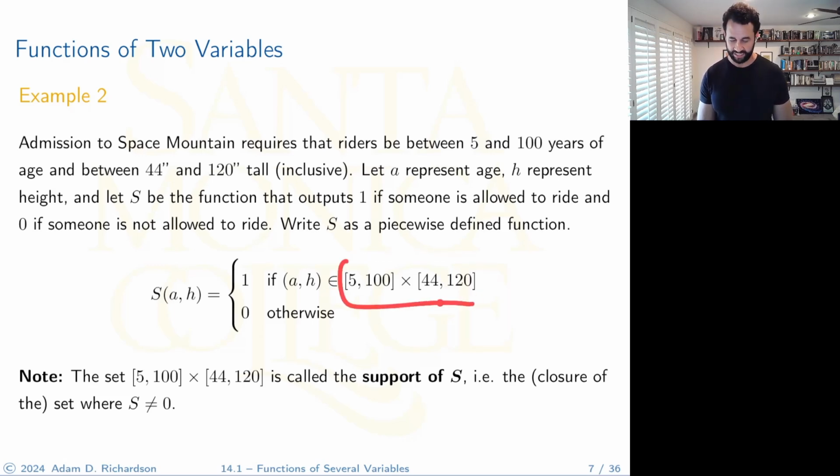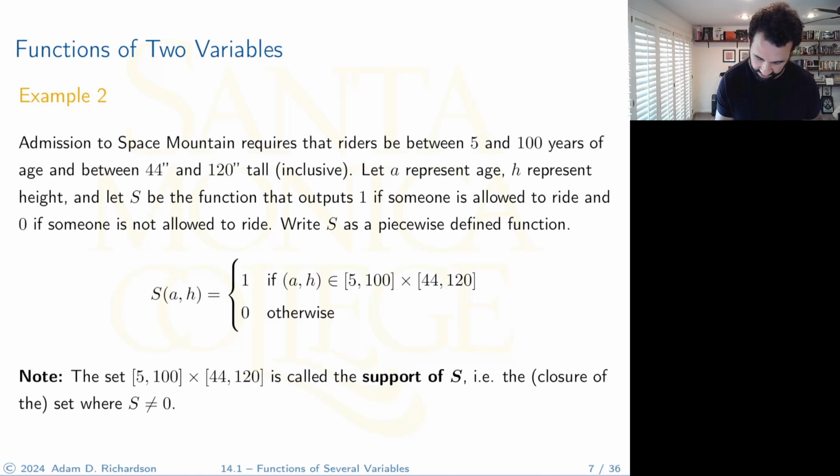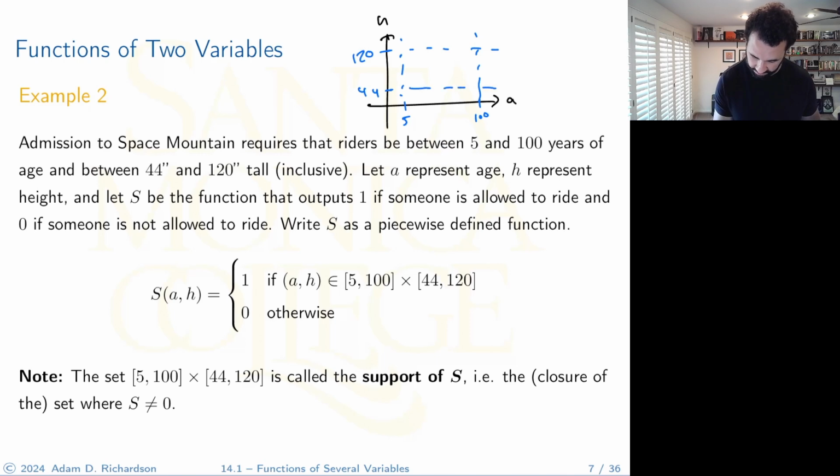So this is basically like a rectangle in the XY plane. I'll do a real quick sketch right up here. Here we go. Here's the rectangle. Oh wait, sorry, I have to label my axes. Here's A, here's H. So it goes from 5 to 100 in terms of age, and then it goes from 44 to 120 in terms of height. And so what you get is this rectangular region in the plane, and this is the region on which our function is defined.